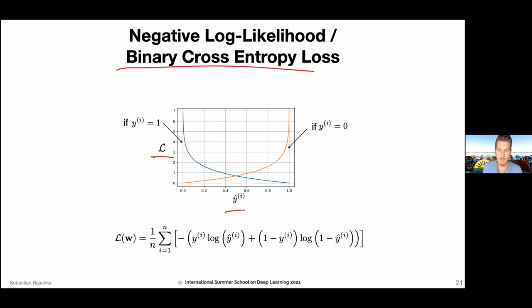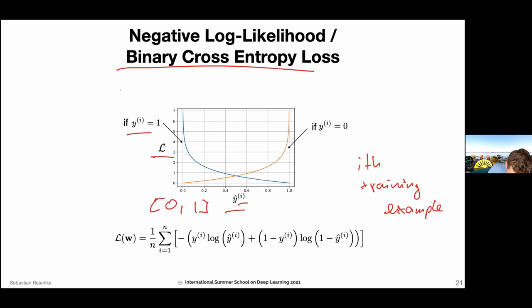Here, y hat i stands for the, let's say, ith training example. And the y-axis shows you what the loss is corresponding to this training example if you predict a certain value. Like we said before, the values are in the 0, 1 range. And if the true class label yi is 1, then we look at this blue loss curve here where the arrow points to.